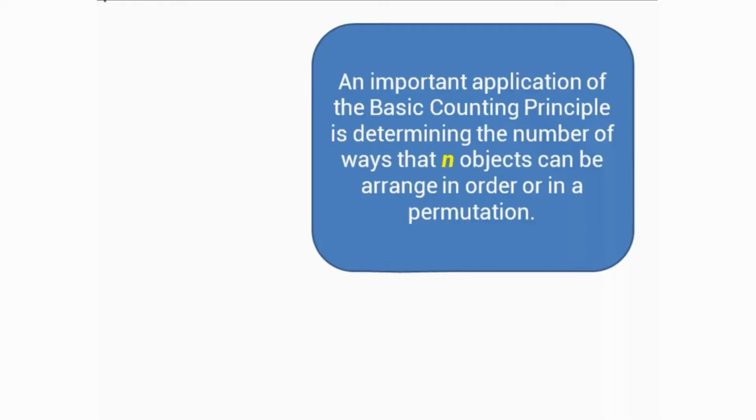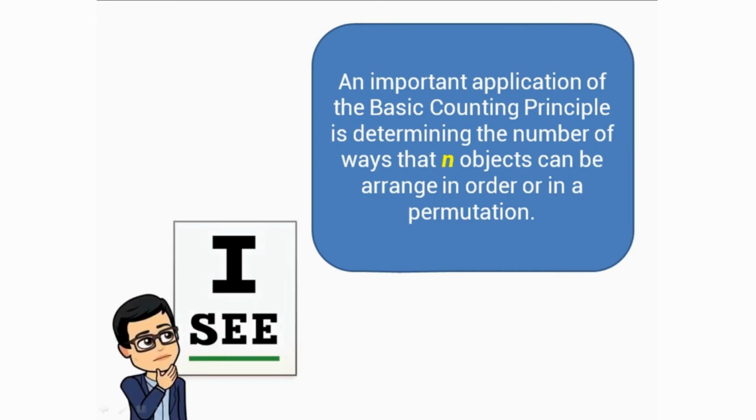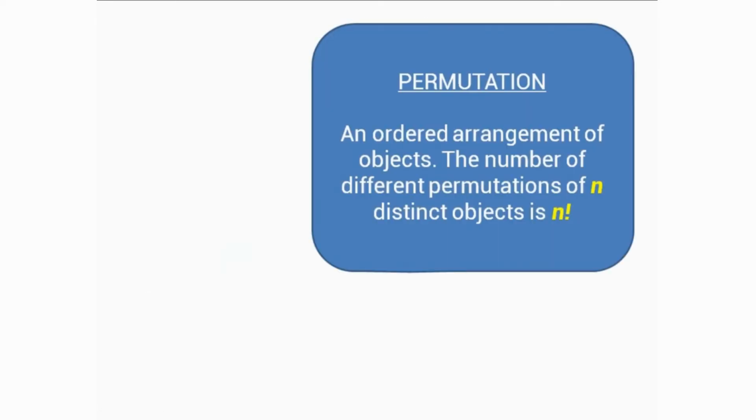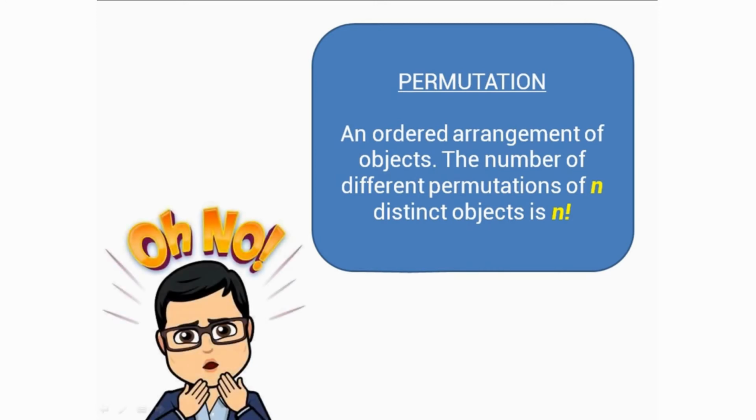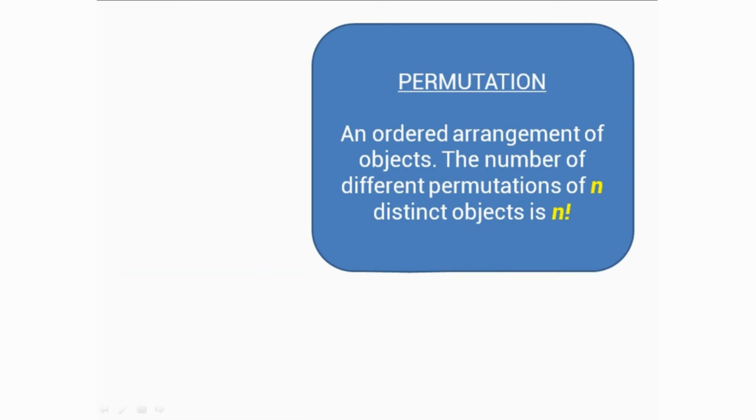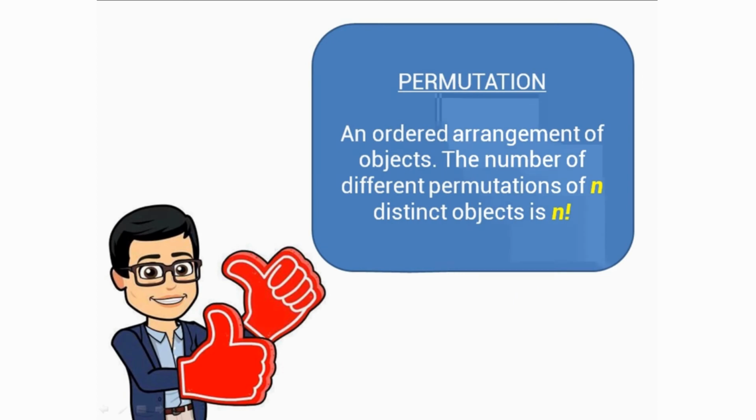An important application of the basic counting principle is determining the number of ways that n objects can be arranged in order, or in a permutation. A permutation is an ordered arrangement of objects. The number of different permutations of n distinct objects is n factorial, and it's indicated with an exclamation mark. A lot of people panic when they see the exclamation mark, but mind you, you don't have to.